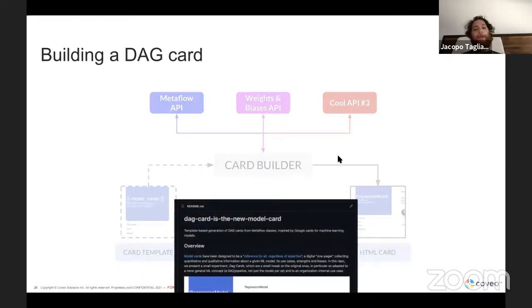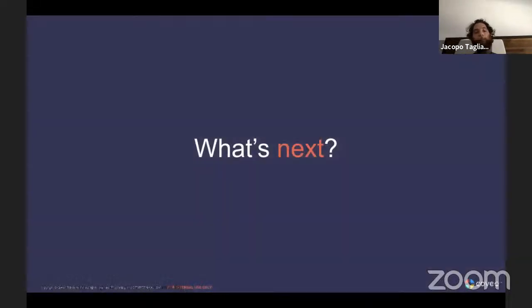Again, if you want to know more, there's an open source repo with a detailed blog about this that walks through all the steps that we took to go from a Metaflow flow that we like, that is, a series of steps that trains a model, to the final example of how you build a card.